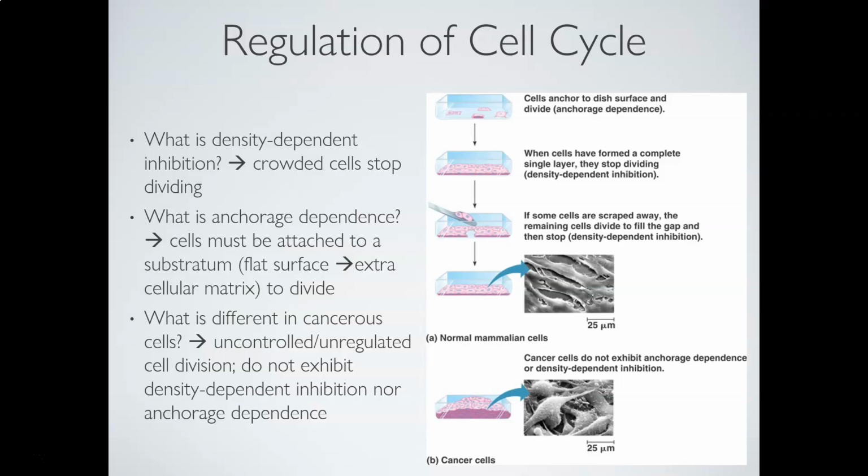And that anchorage dependence, when they are able to just free float in tissue fluid in your blood and continue to divide when they shouldn't be, that's where we can get things like metastasizing. So cancer that starts spreading to other parts of your body away from its original tumor because it's now ignoring that anchorage dependence right along with the density dependent inhibition.